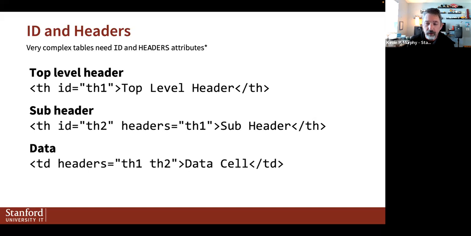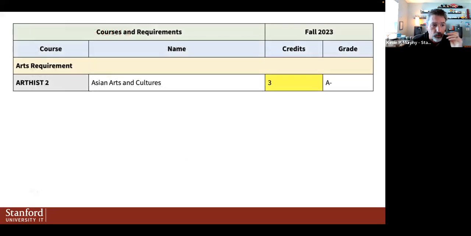So again, our top level header has an ID. Our subheaders have IDs. They also have headers that reference back to the first header, and our data cells have multiple ID values in the headers attribute. Okay, let's look at that. Also, note that I've removed scope. We don't mix scope and headers in the same table. We use one or the other. We don't use both at the same time.